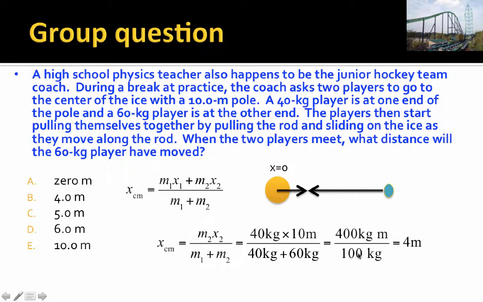And we put in our values for this. We have 40 kilograms as the inertia of player 2 times the location of player 2, divided by 40 kilograms plus 60 kilograms, and that gives us 400 kilogram meters divided by 100 kilograms, which is 4 meters. So if this was a multiple choice question, the answer would be 4 meters. And that is one slightly confusing but interesting example of using the center of mass.